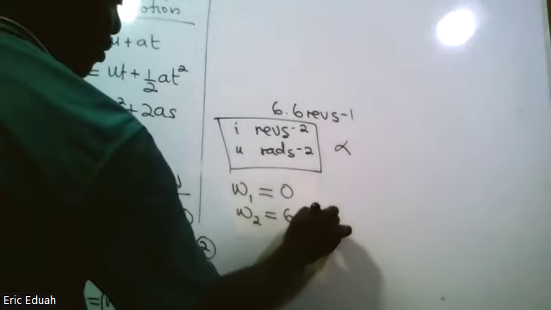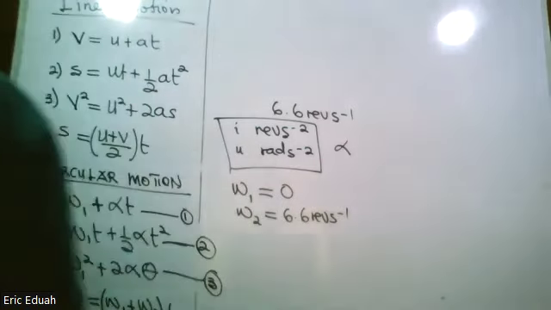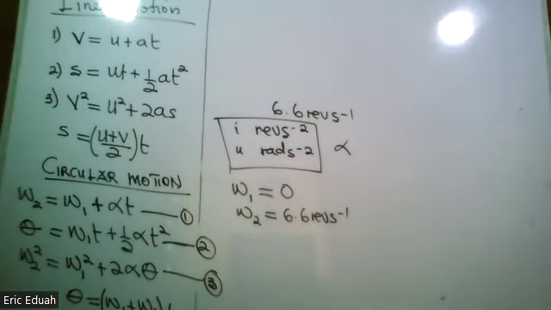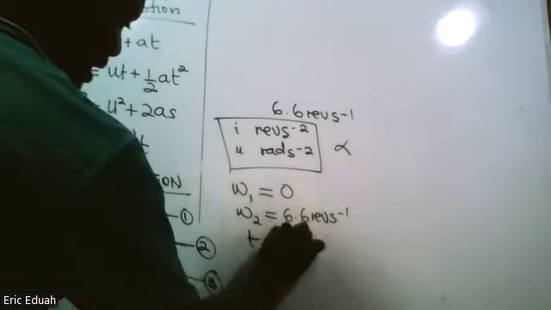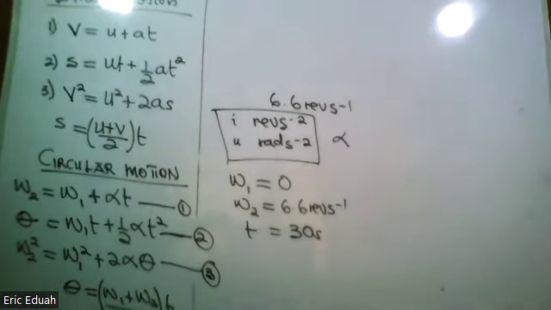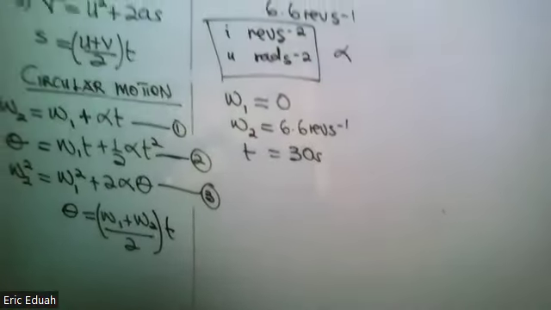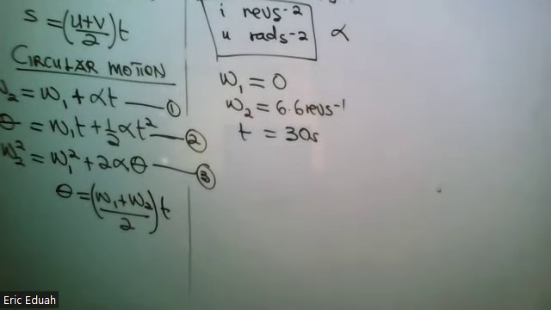6.6 revolutions per second. So its angular velocity is increasing within the time interval. The time interval is 30 seconds. So these are what we have. Once you have these details, you look for the appropriate equation out of the three. We can really solve this.